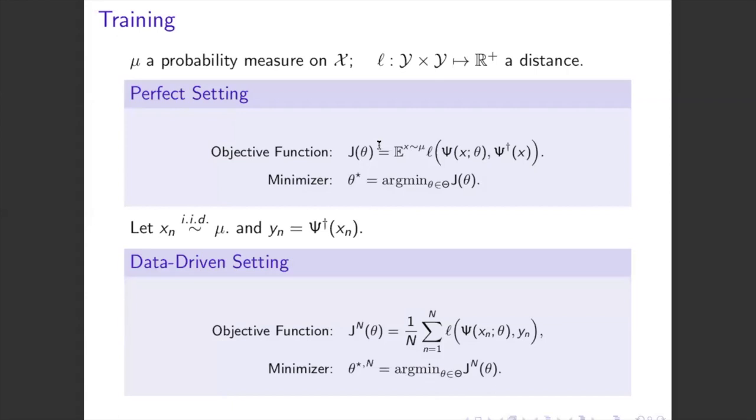As emphasized, we don't, however, have access to psi dagger. We only have samples of input and output pairs. So in this setting, that means that we have x_n, which are distributed i.i.d. according to this measure mu, and y_n, which are distributed i.i.d. according to the push forward of mu under the map psi dagger.